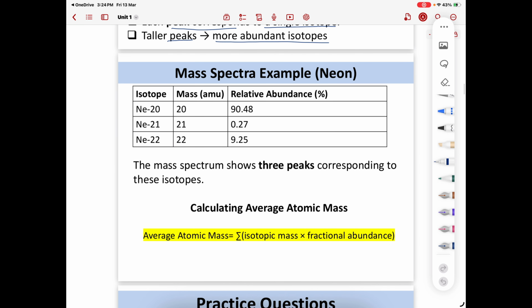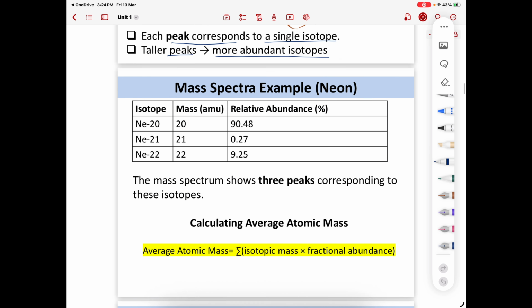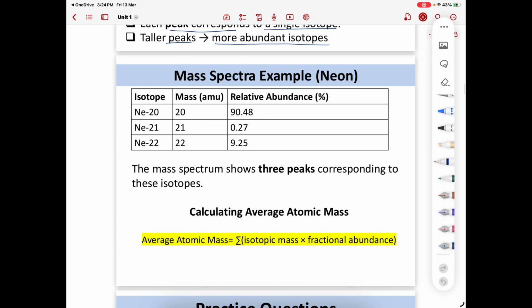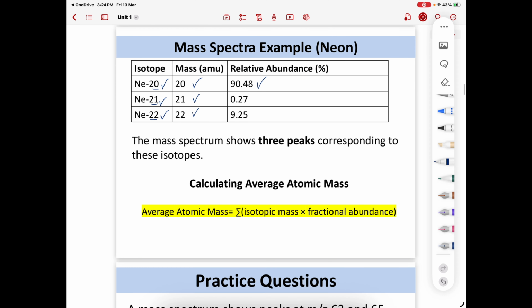You can have a spectrum as you just saw, or you can have a table. Over here there are 3 isotopes. The atomic mass for each isotope is given this way separately, or it can be mentioned like this, both perfectly all right. And this is the relative abundance, which is in percent. The mass spectrum shows 3 peaks. It means there are 3 isotopes, and you have to use this information to calculate the average atomic mass.